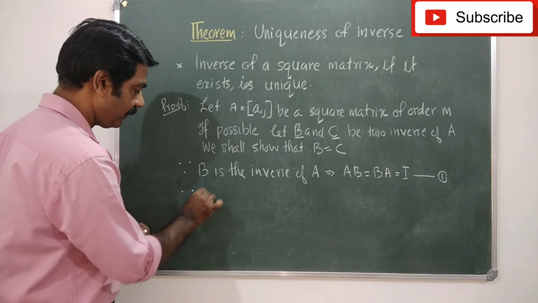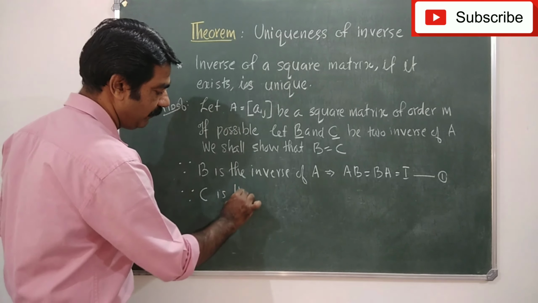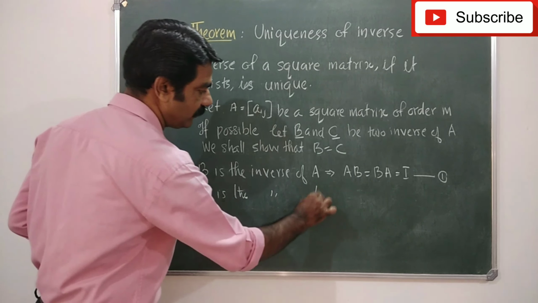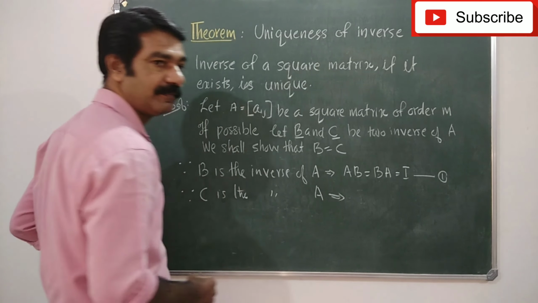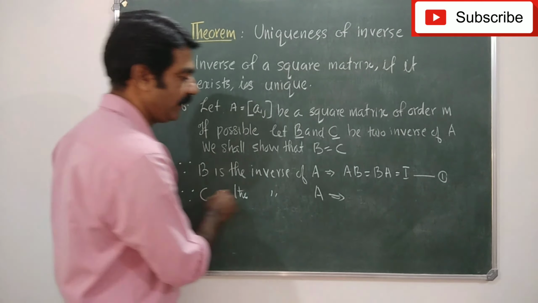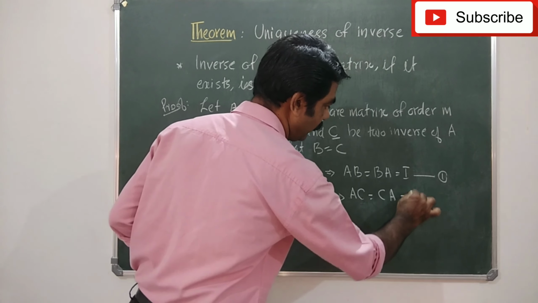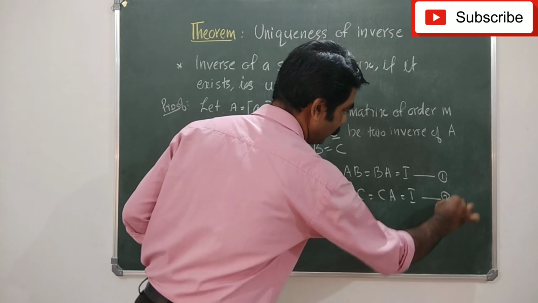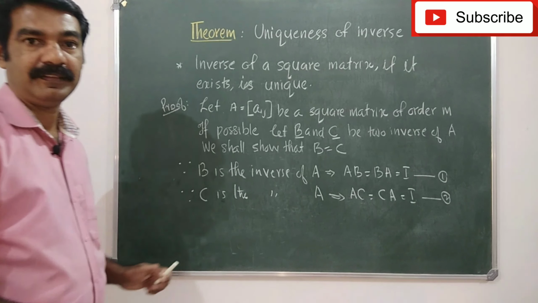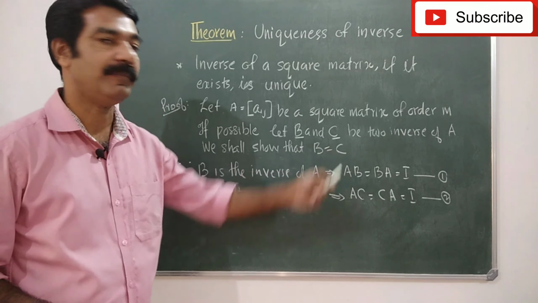Now, since C is the inverse of A, what is the meaning? Since C is the inverse of A, that means AC is equal to CA is equal to I. AC is equal to CA is equal to I. What do we have to prove now? We have to prove that B is equal to C.